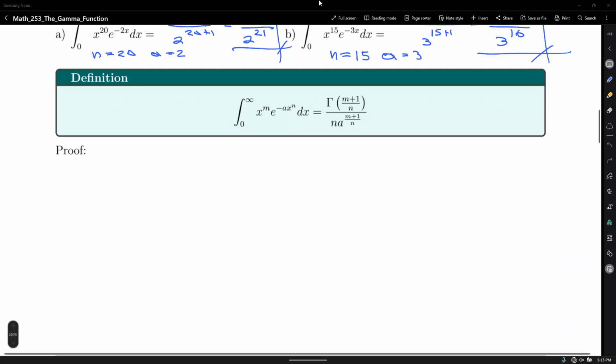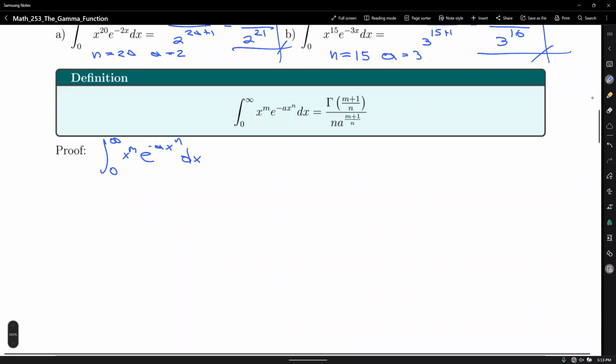So for this integral, I'm going to derive the result. I'm going to do the proof, rather. Let me start by writing the integral, of course. That is the integral from 0 to infinity of x to the m e to the negative a x to the n power dx. But we need to do a u-substitution.